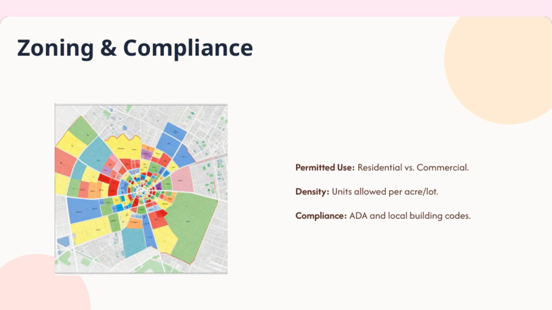Next, density refers to the number of units allowed per acre or lot. This helps us understand how densely we can develop an area, balancing growth with community needs and infrastructure capacity. Then we have permitted use, which distinguishes between residential and commercial uses. Knowing what types of activities are allowed in a zone helps us plan effectively and avoid potential issues down the line. All these points, ADA compliance, density, permitted use, tie back to the overall theme of responsible and well-planned development. They ensure we're creating projects that are legal, practical, and aligned with community goals.